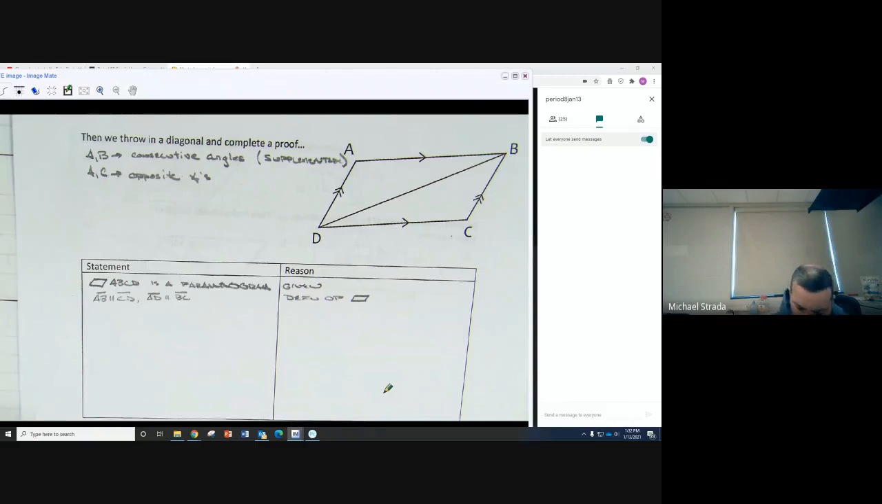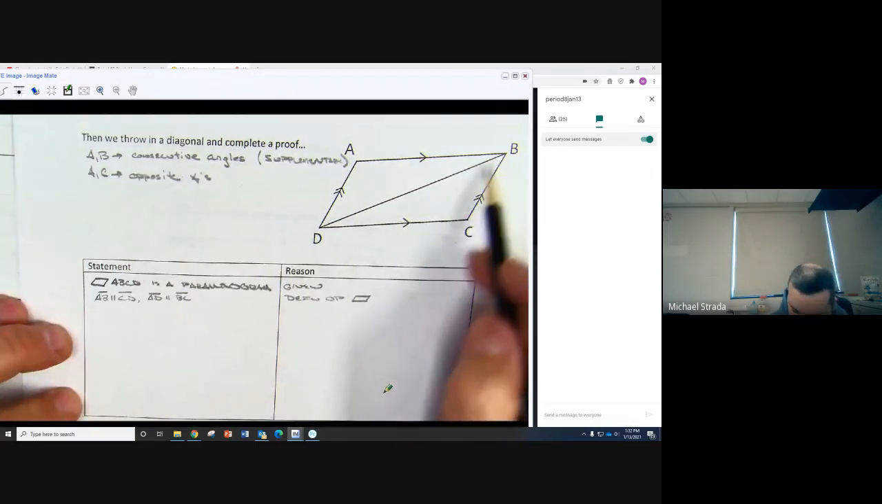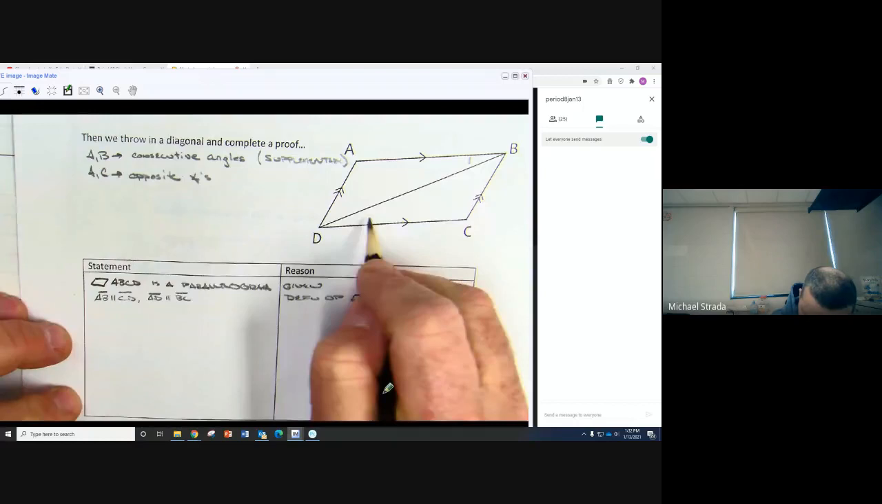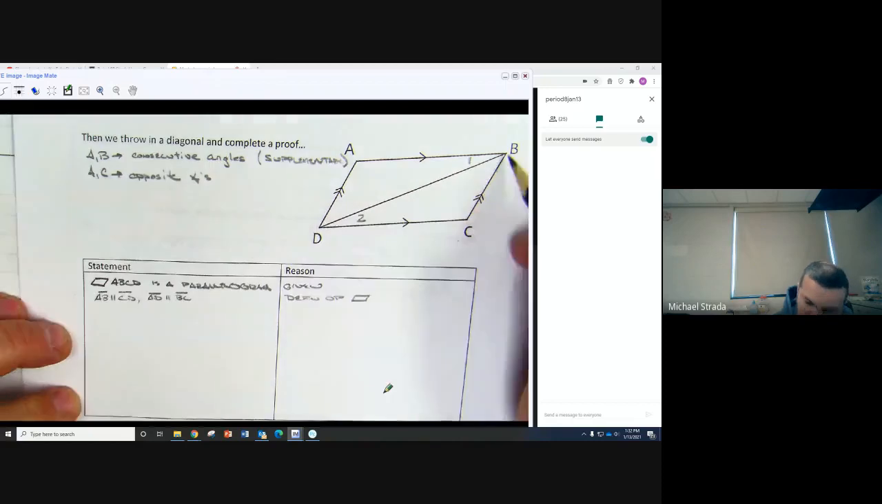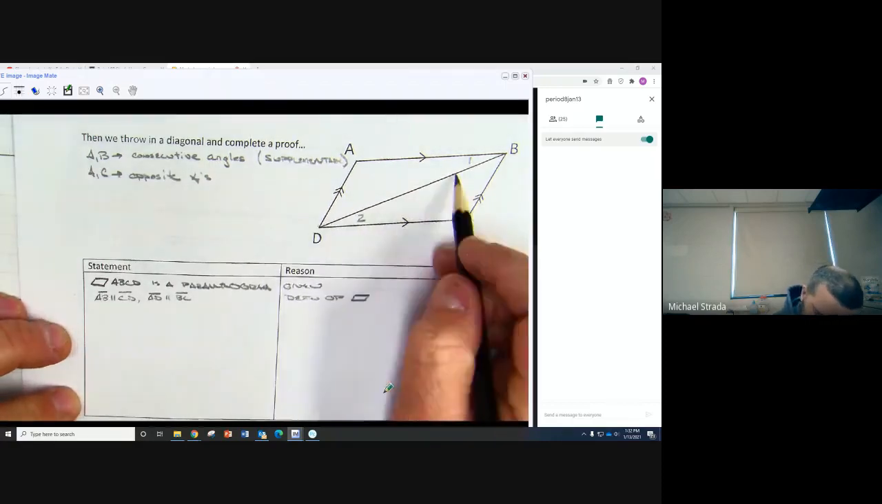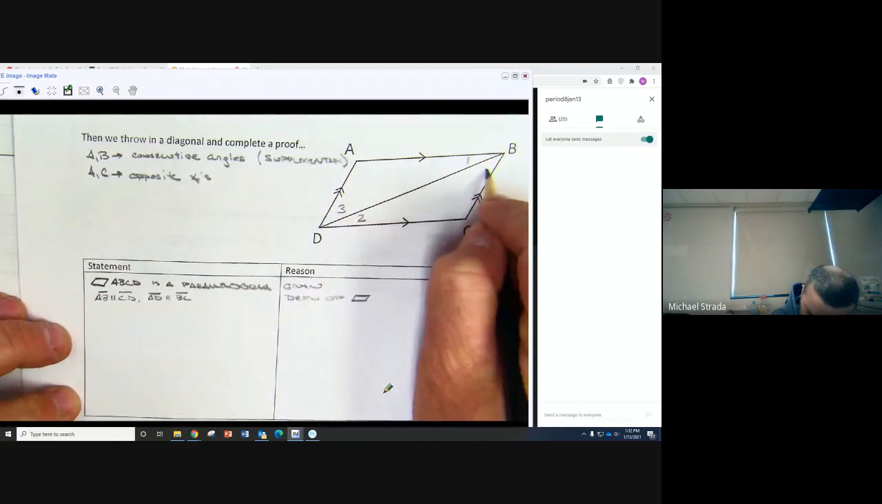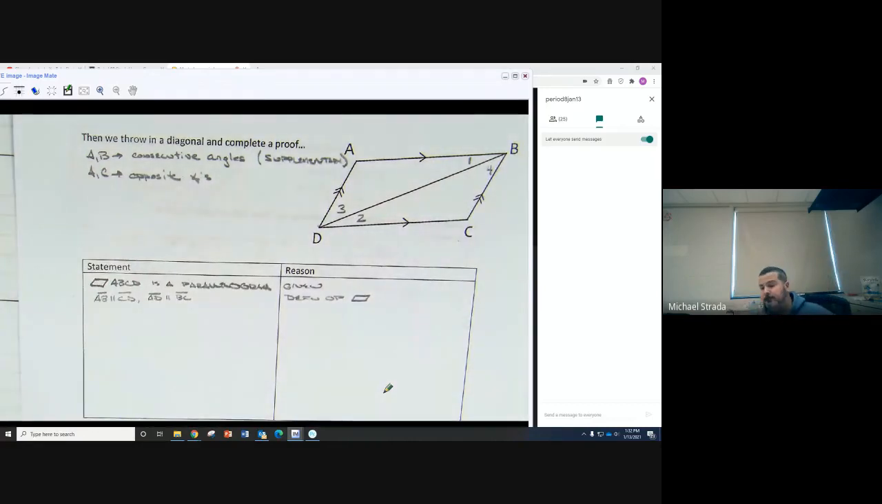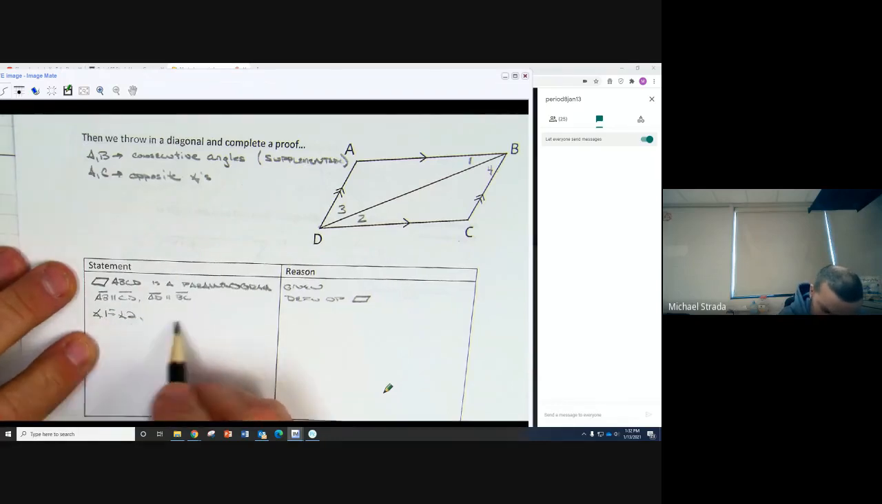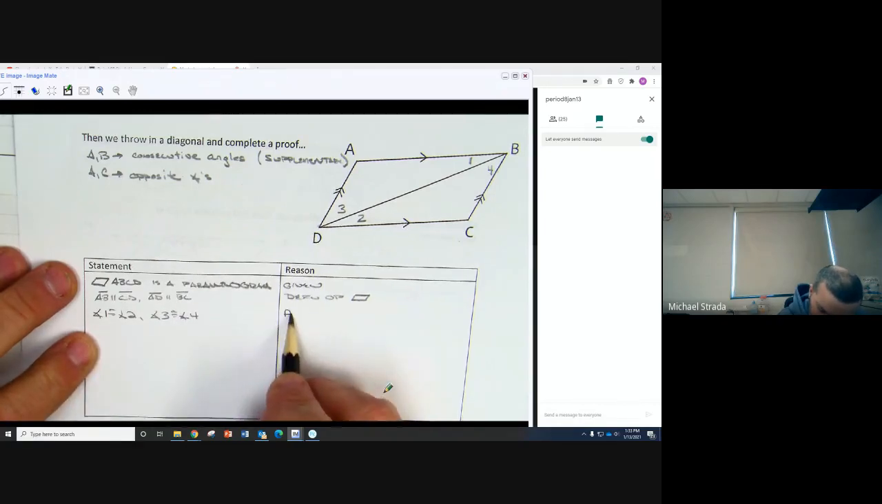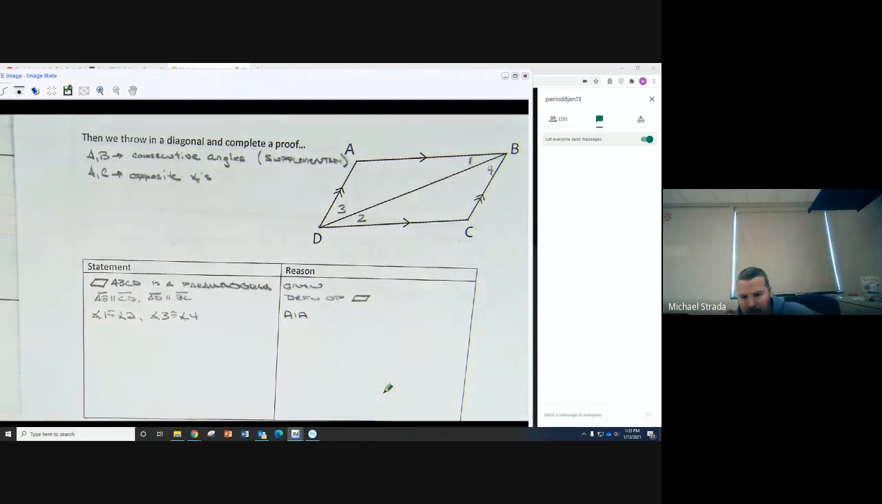All right, if we look at these as parallel lines and we look at BD as a transversal, 1 and 2 are alternate interior angles. If we look at AD and BC as parallel lines, and we look at BD as a transversal, then 3 and 4 are alternate interior angles. As we know from earlier in the year, when lines are parallel, alternate interior angles are congruent. So that allows me to say angle 1 is congruent to angle 2, and angle 3 is congruent to angle 4. AIA, alternate interior angles.